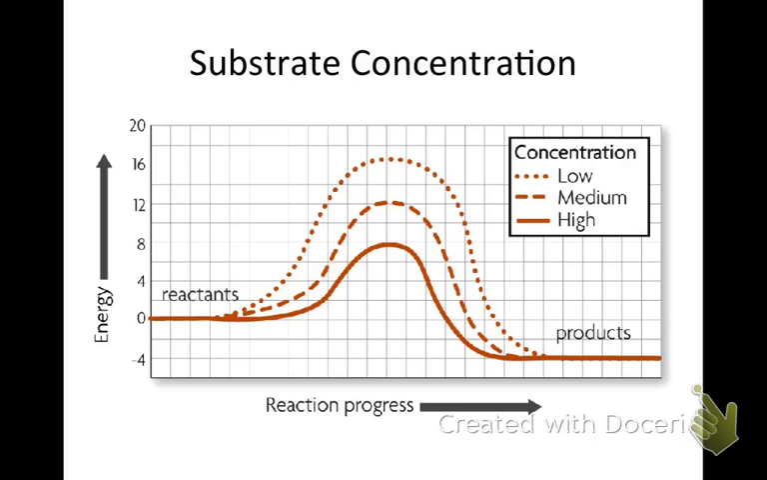Here you can see the effect of substrate concentration on the reaction progress. I disagree with this a little bit, but the higher the concentration, the faster you're going to reach your reaction progress. But I don't know about the low concentration moving up earlier than the medium. It's a little wonky. I bet if you thought about it, you could create a better graph.